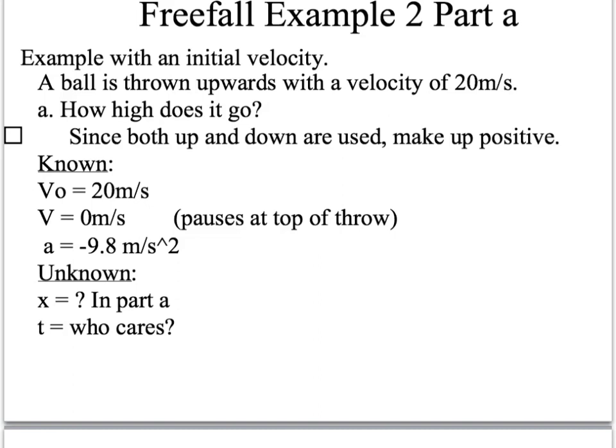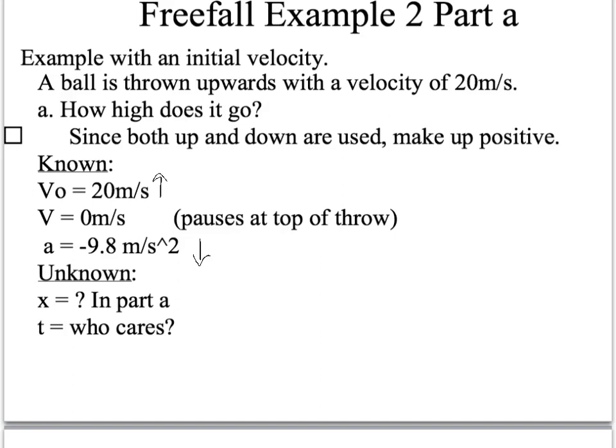I know the initial velocity is 20 meters per second up. I know my acceleration due to gravity is 9.8 meters per second squared down. So I know they've got to have opposite signs. Now here's something that you can assume: at the very top of that throw, that final velocity, when it reaches the very top, is going to be 0.